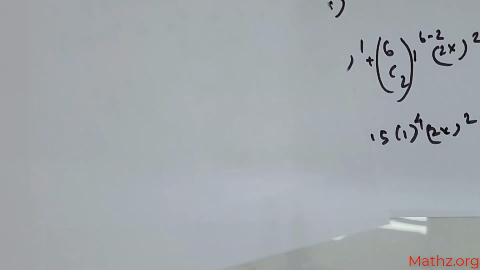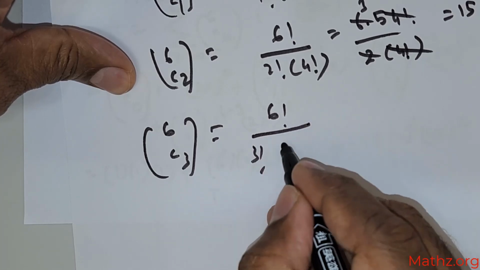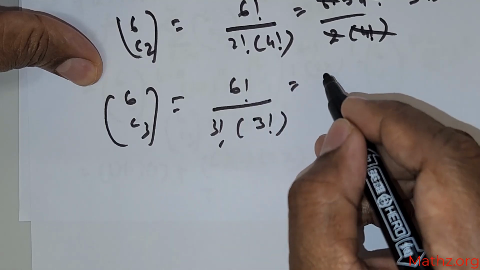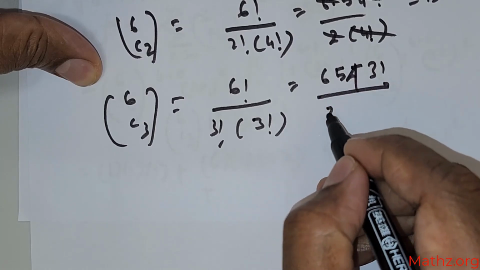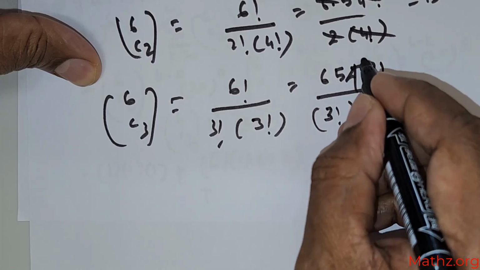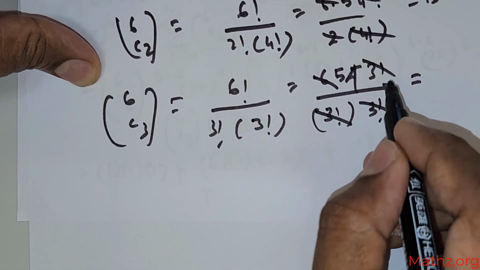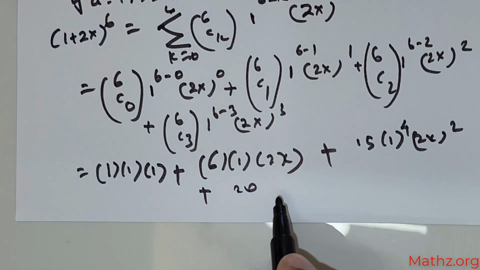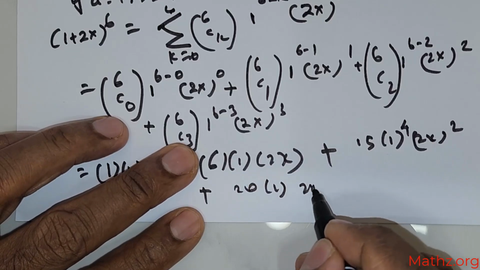Now finally 6C3. 6C3 is nothing but 6 factorial divided by 3 factorial times (6 − 3) factorial, that's 3 factorial. I'm going to write 6 factorial as 6 into 5 into 4 into 3 factorial. So these two 3 factorials can be cancelled. 3 factorial is 6, as I mentioned, so they get cancelled. 5 fours are 20, so you place 20 there. So now we have 20 times 1 times (2x)³.